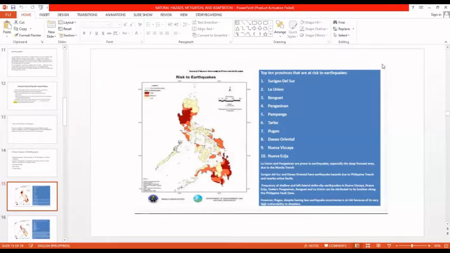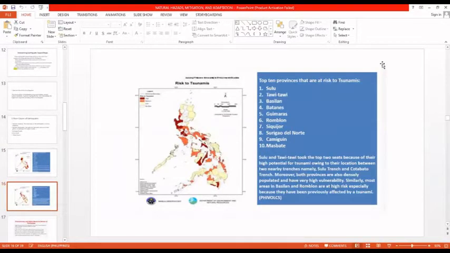So itong Surigao and Davao, bakit meron? Kasi merong Philippine Trench na malapit, or merong tawag dito, merong active faults sa kanila. Tingnan nyo, di ba, nasa map kung nasang area kayo. Mas malalaman nyo, okay, high risk pala yung tinayuan namin ng bahay or yung area na nasan kami. Next we have 10 provinces that are at risk to tsunamis.